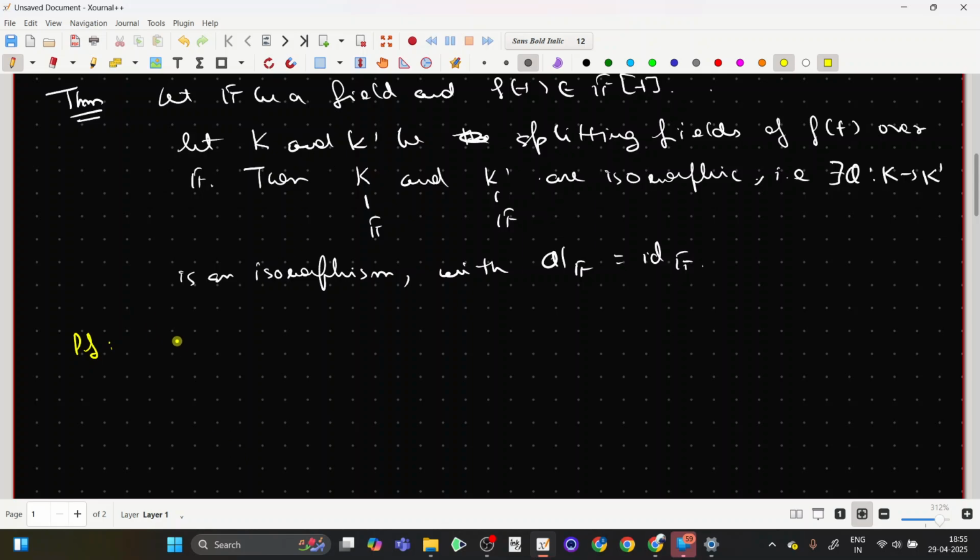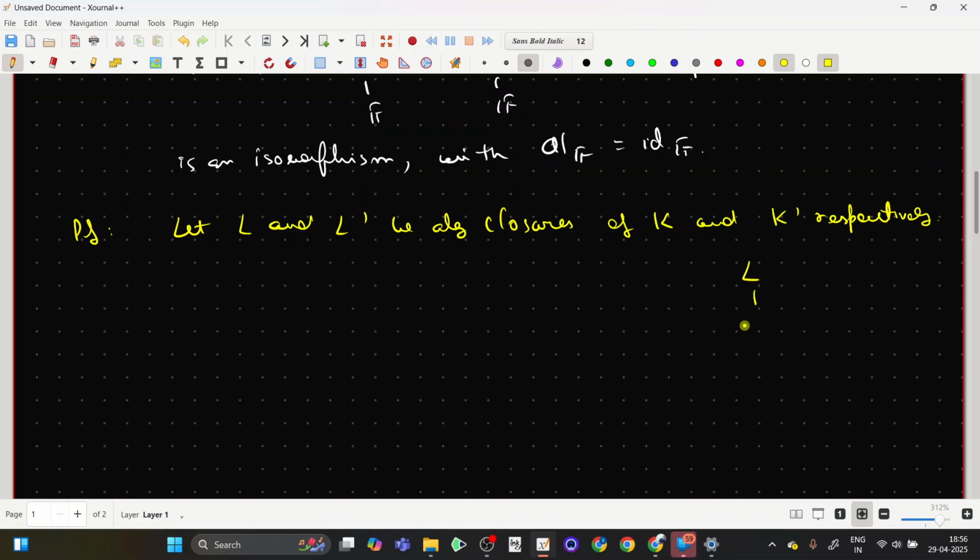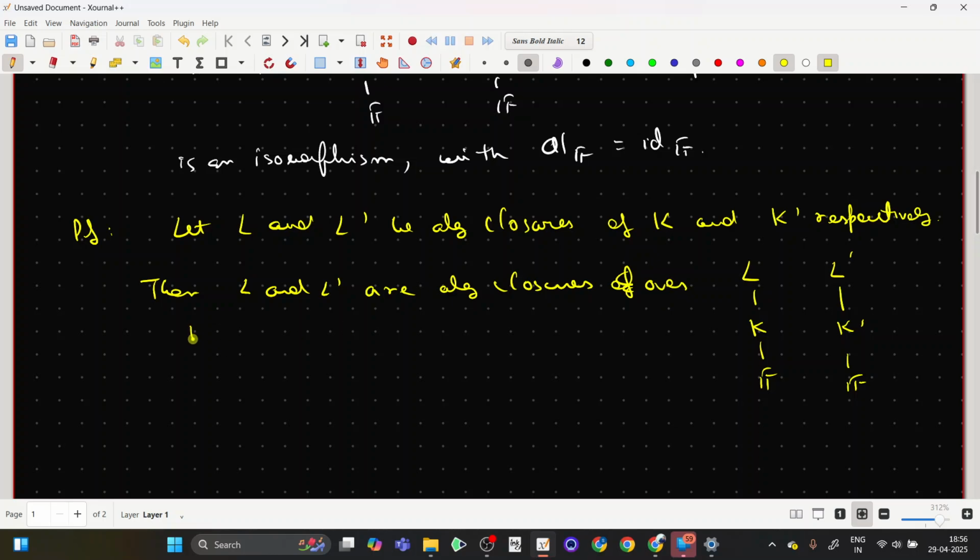What we introduce is the following: let L and L prime be algebraic closures of K and K prime respectively. Now observe that we have the following tower of extensions: L over K over F and L prime over K prime over F. Can we conclude that L and L prime are algebraic closures over F as well? We can surely do that, right?